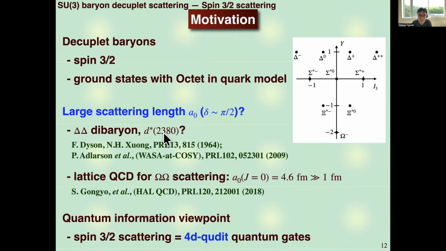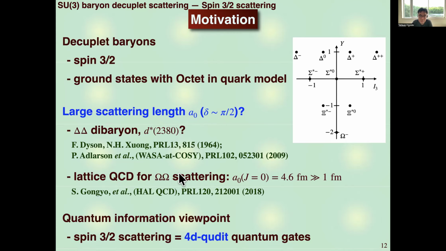So the existence of some bound state near the threshold induces the large scattering length, as in the case of the deuteron in the 2-nucleon scattering. So this delta-delta system, even though it is different from the nuclear force, may have this large scattering length, and it can be related to the entanglement nature of this baryon scattering.